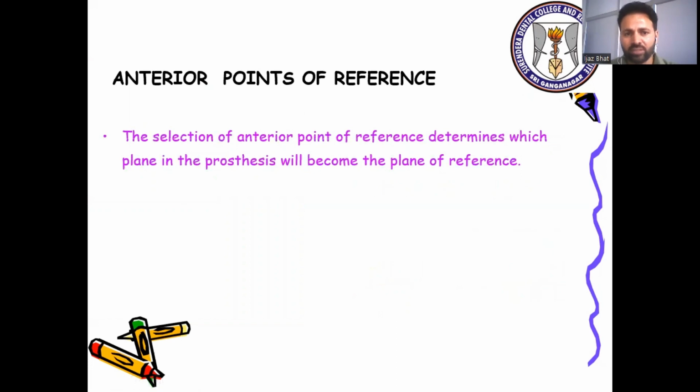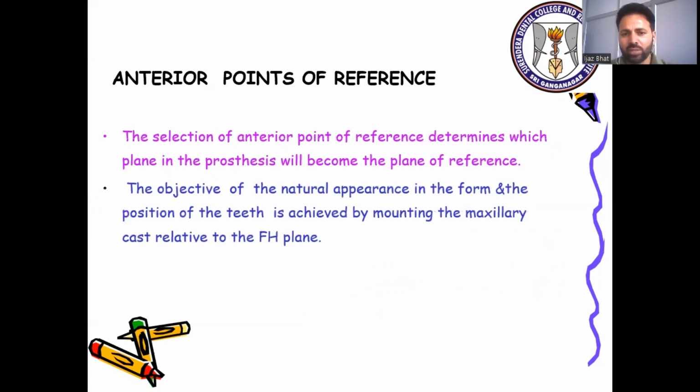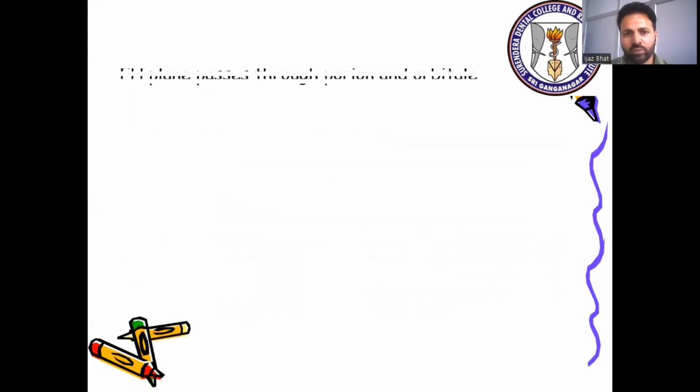Anterior points of reference. The selection of the anterior point of reference determines which plane in the prosthesis will become the plane of reference. The objective of a natural appearance in the form and position of the teeth is achieved by mounting the maxillary cast related to the Frankfurt horizontal plane. These are orbitale, nasion, and ala of the nose.